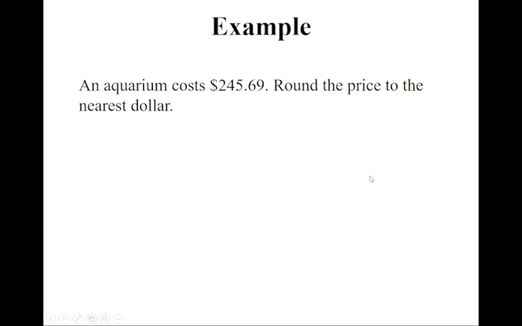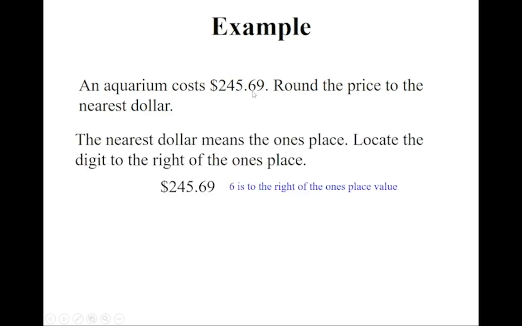An aquarium costs $245.69. Round the price to the nearest dollar. The nearest dollar would be the nearest whole number. We're going to write this without any decimals at all. Find the given place value. That's the ones place. That's a 5. To the right, we have a 6. That is a 5 or greater. That rounds the 5 up to a 6, $246.